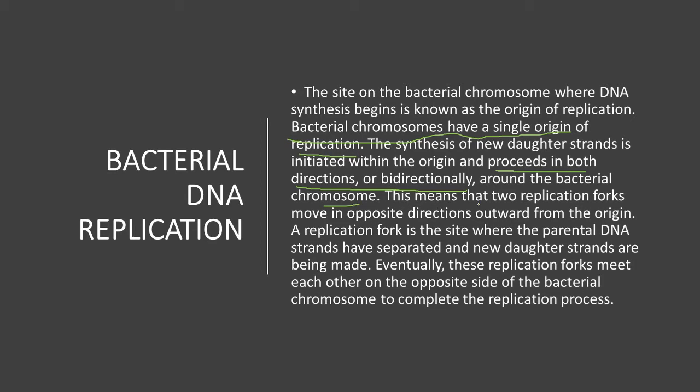This means that two replication forks move in opposite directions outward from the origin. A replication fork is the site where the parental DNA strands have separated and new daughter strands are being made. Eventually, these replication forks meet each other on the opposite side of the bacterial chromosome to complete the replication process.